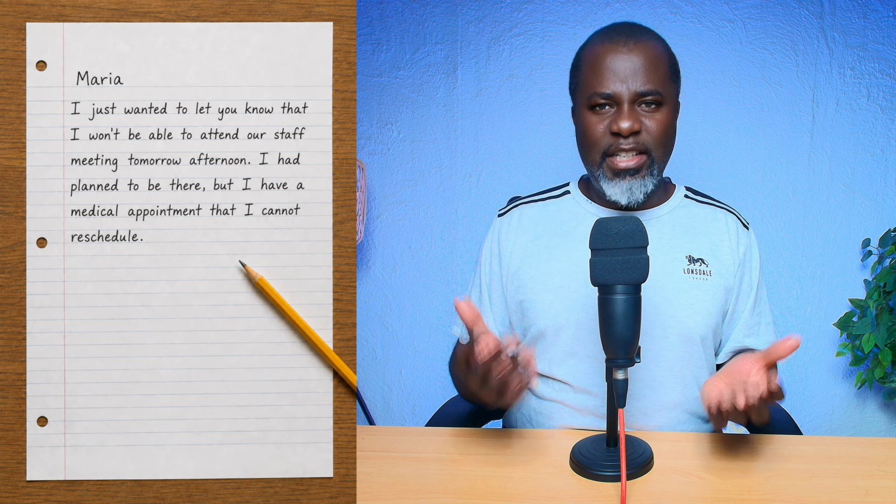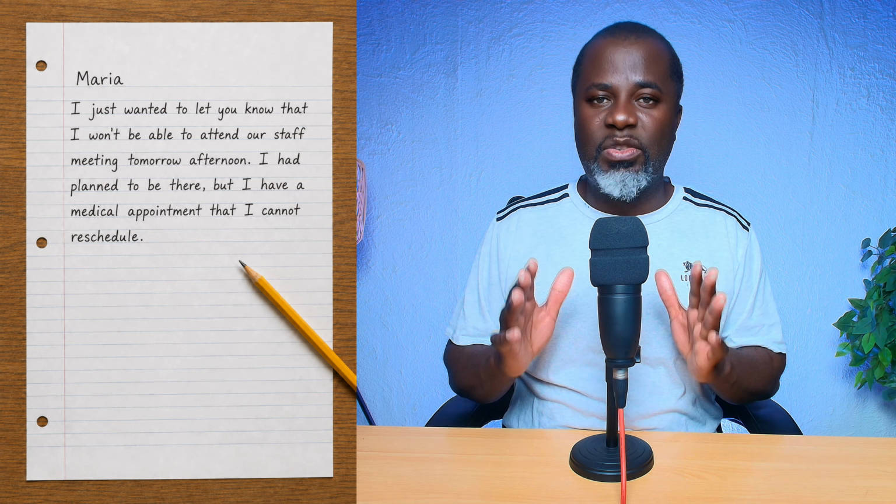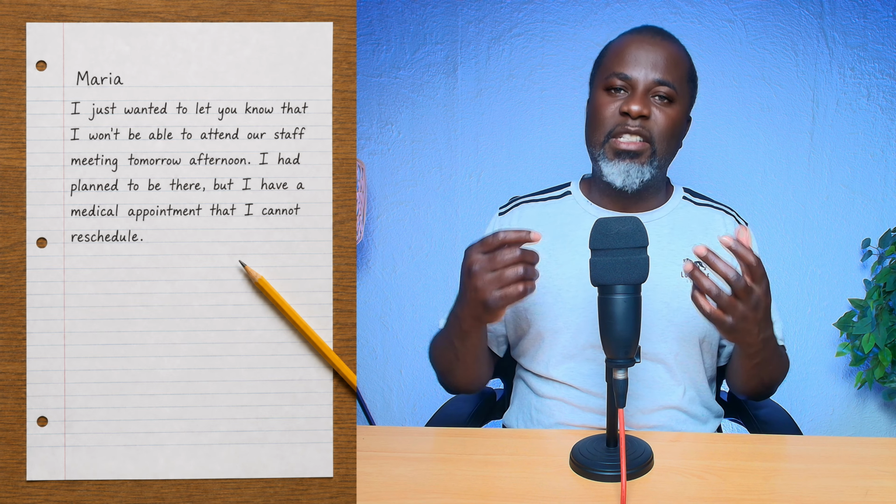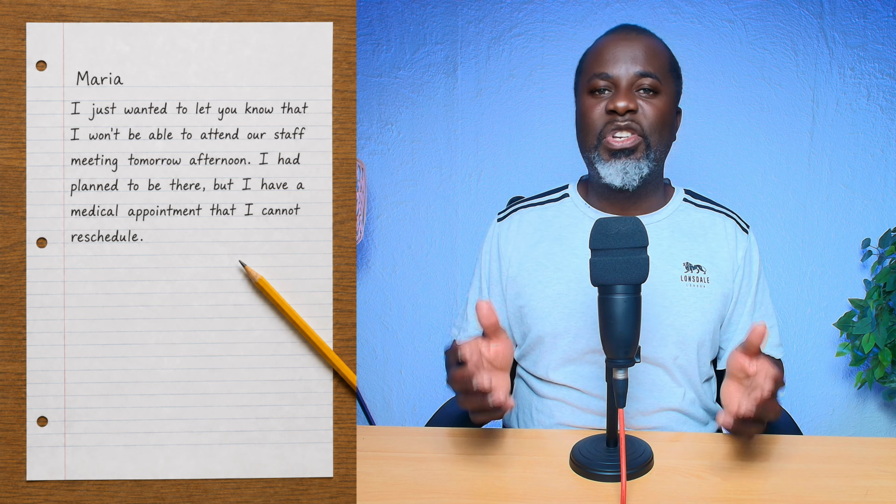We wrote Maria, now we are going to write the purpose. I just wanted to let you know that I won't be able to attend our staff meeting tomorrow afternoon. I had planned to be there, but I have a medical appointment that I cannot reschedule. The writer has now stated the main purpose, explained that they cannot attend the meeting, and briefly introduced the reason. This part is about 35 words. At this stage, ask yourself, why am I writing?